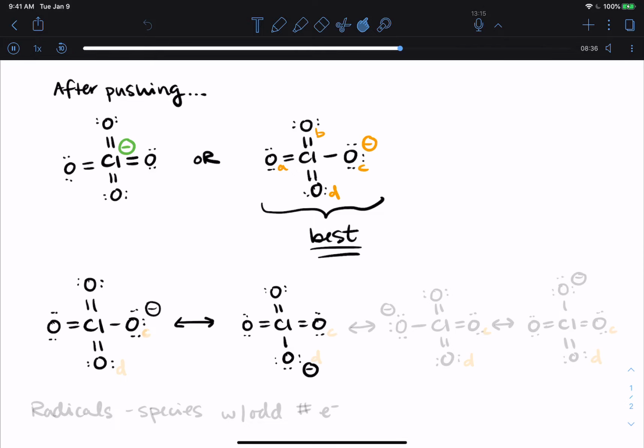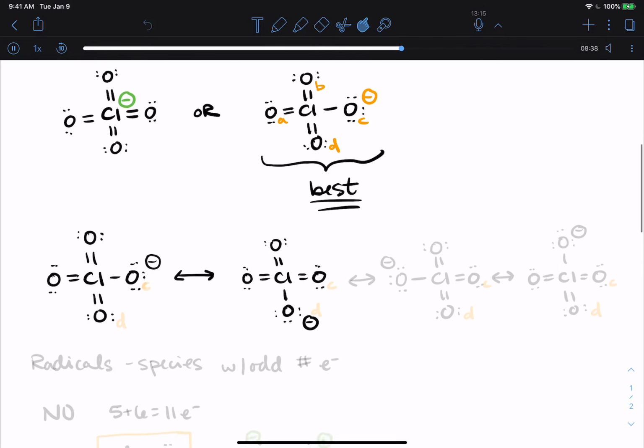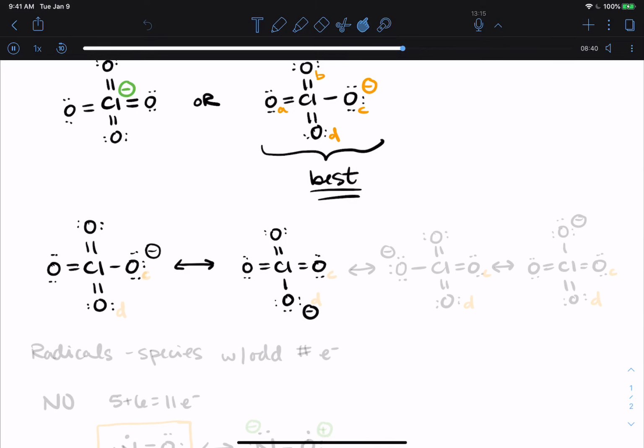Let me make sure I have everything. So I could have the single bond between chlorine and oxygen C, chlorine and oxygen D. Next structure, it could be between chlorine and oxygen A. And last possibility, it could be between chlorine and oxygen B.